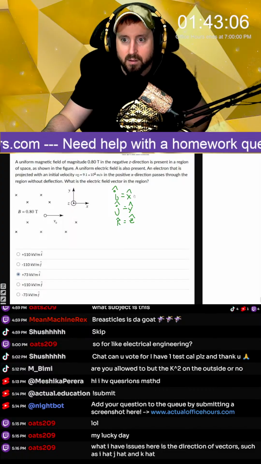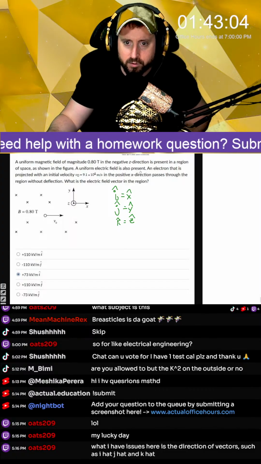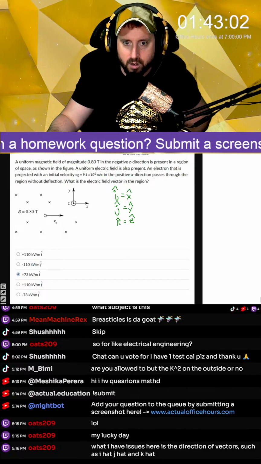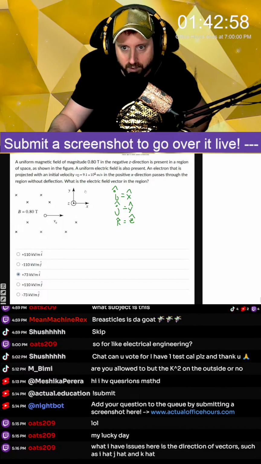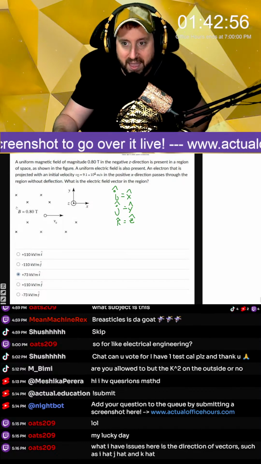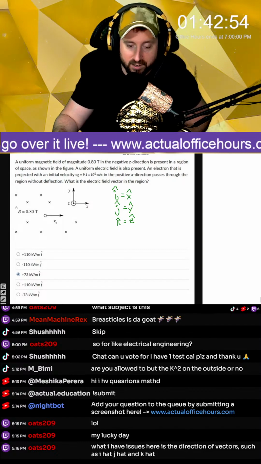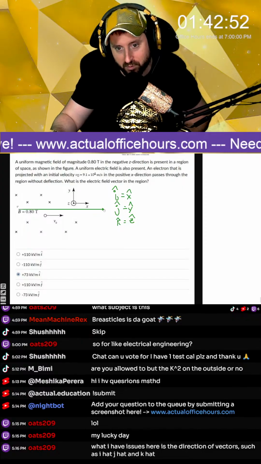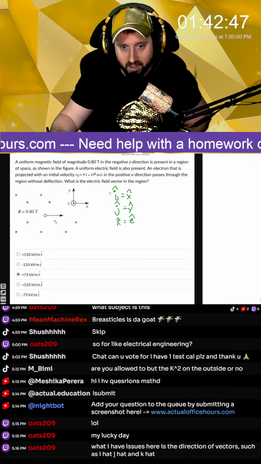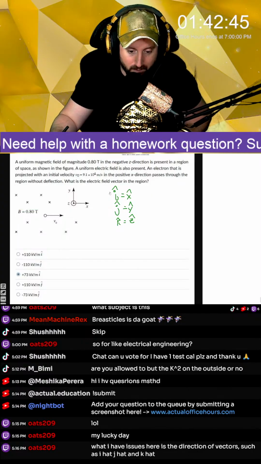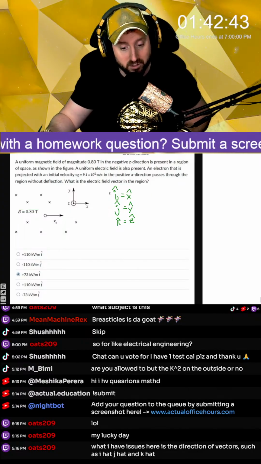A uniform electric field is also present, okay. An electron is projected with an initial velocity of this in the positive x direction, and it passes through the region without deflection. What is the electric field? Okay, so if this thing moves this way and it's not deflected, that means we need the force from the magnetic field and the force from the electric field to cancel each other out.